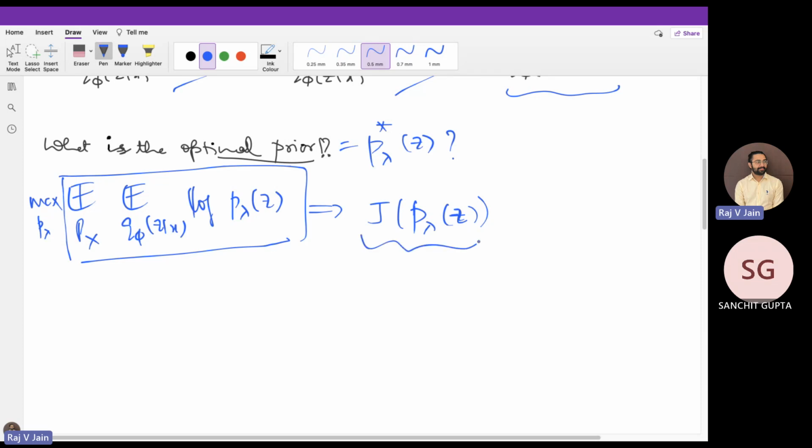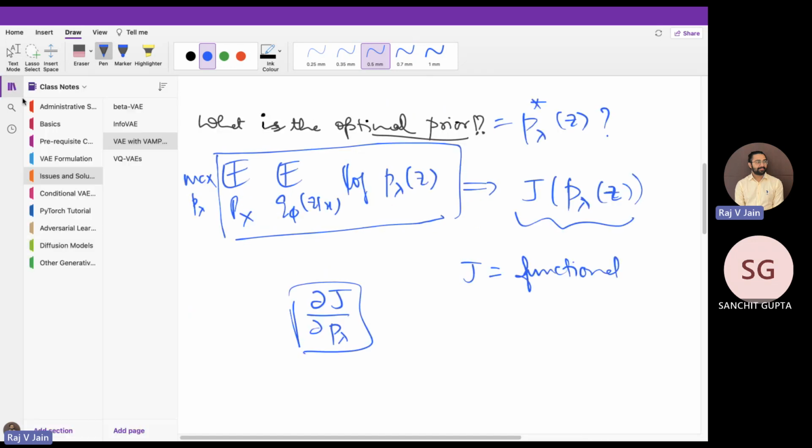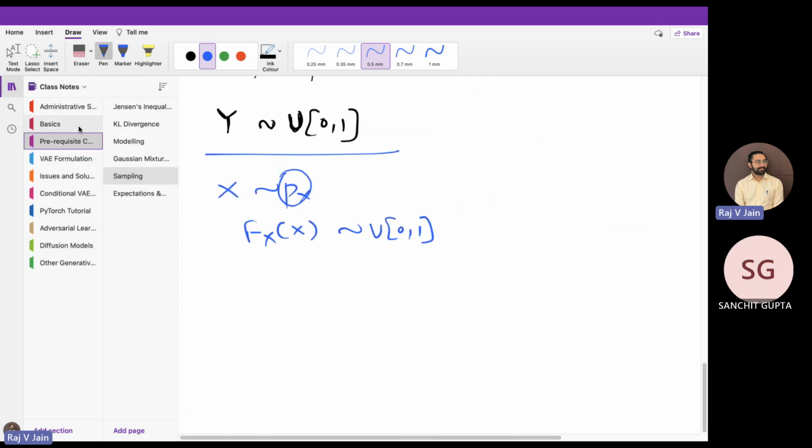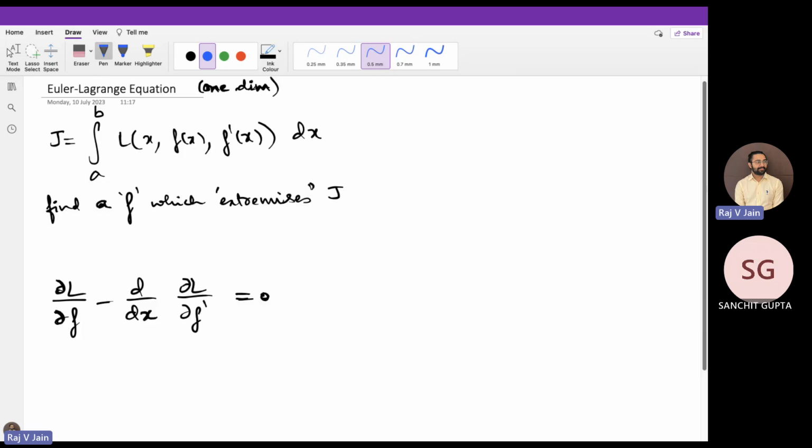So this sort of optimization, this J, is something called a functional. What we need is something which gives us dou J by dou P lambda, so we want to take a derivative of something with respect to a function. Now, usual calculus doesn't apply to this. So we have something called Euler-Lagrange equations.